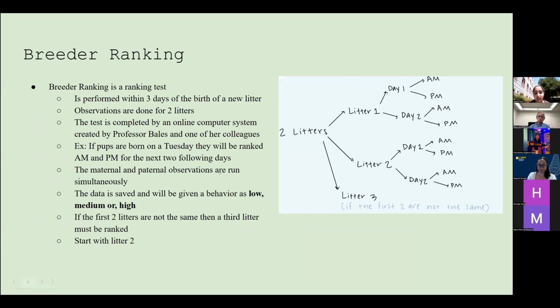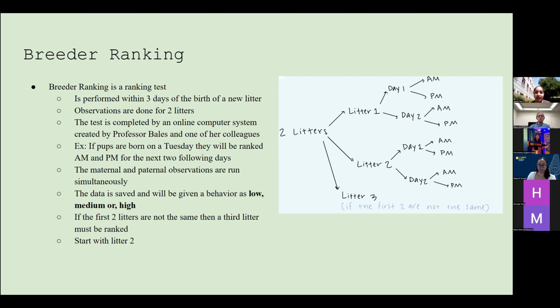So when we do breeder ranking, we perform this test within 3 days that they're born. We do this observation mainly for 2 litters, but sometimes we may have to do it for a 3rd litter. And this test is completed through an online computer system that's created by Dr. Bales and her colleagues. For example, if pups are born on a Tuesday, then we rank them AM and PM for the next following 2 days. We look at maternal and paternal observations simultaneously.